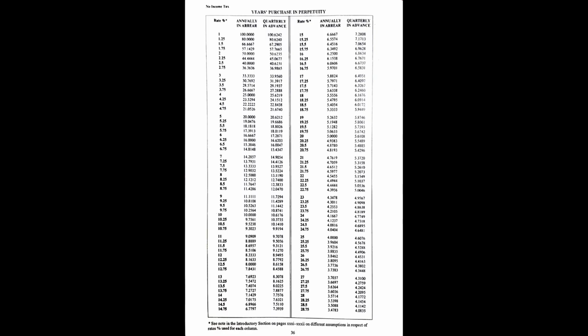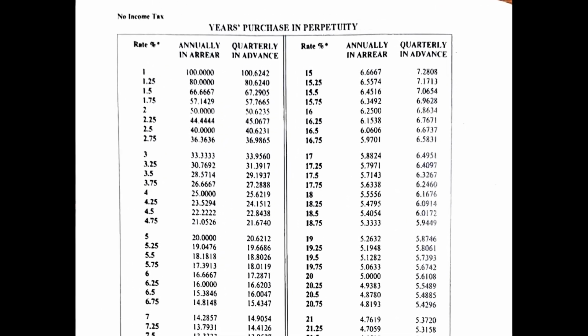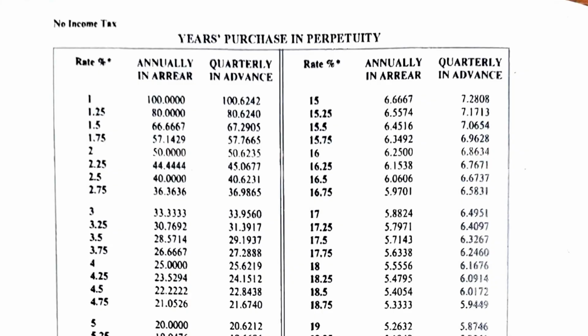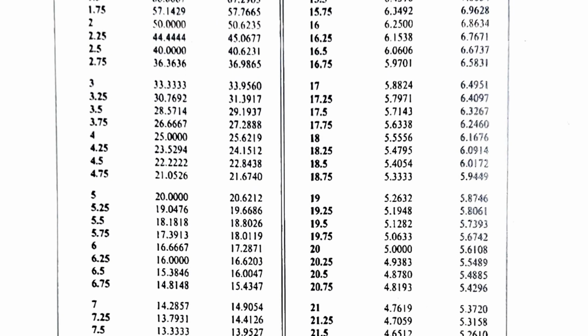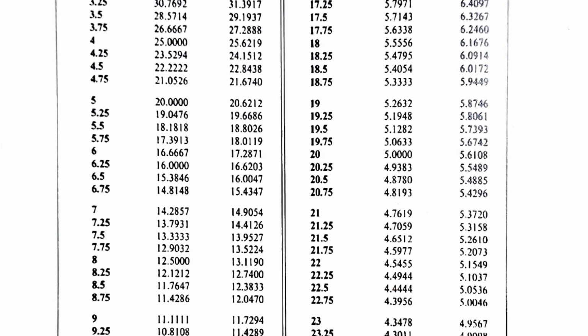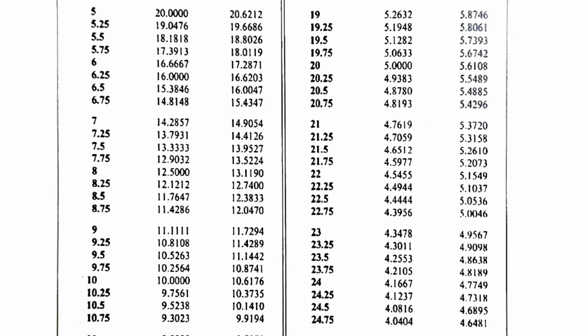So we flip to the next page, and you'll find out that on the next page, unlike the other tables, this table does not have the years in the first column, and that's because, like I said, the YP in perpetuity is not bound by time, so there are no years. So that's why the rates are moved to that column. Instead, on the rows, what we have is annually in arrears and quarterly in advance. But because we're dealing with years, we're going to fixate on the annually in arrears table. So basically, we move down the rates column to where 7% is and trace it to the annually in arrears column. And that gives us 14.8148.